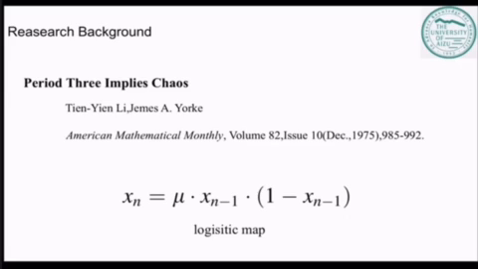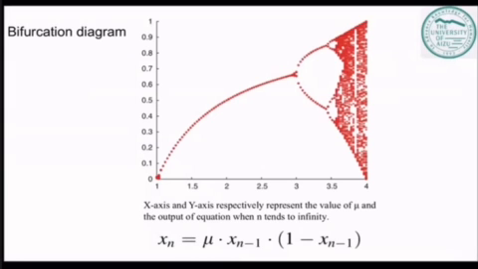In Li Tianyan's article, the following equation is used as an example to discuss the output of the system when mu takes different values. As shown in the figure, the x-axis represents the value of mu, and the y-axis represents the output of the equation when n tends to infinity.